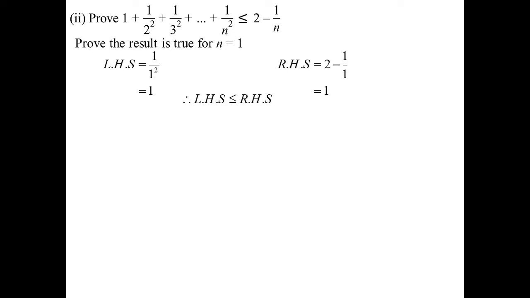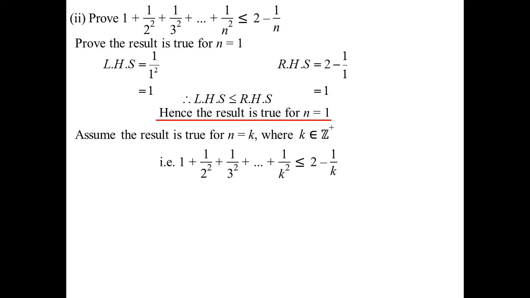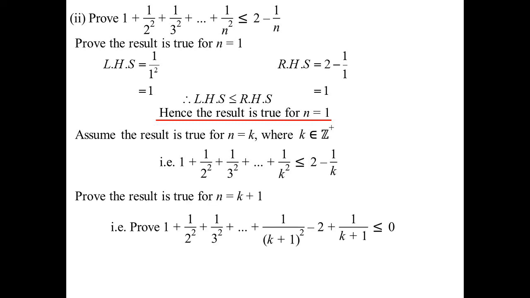1 is less than or equal to 1. Well, it's equal to, so therefore it is less than or equal to. So it is true. We're going to assume it's true for n equals k, where k is a positive integer. So there's my assumption.